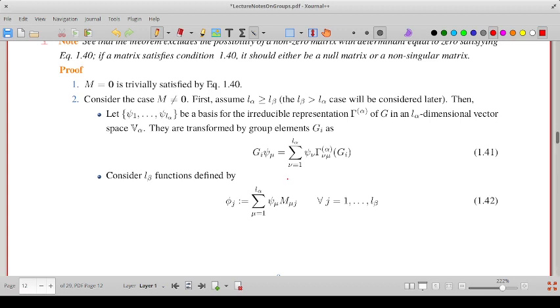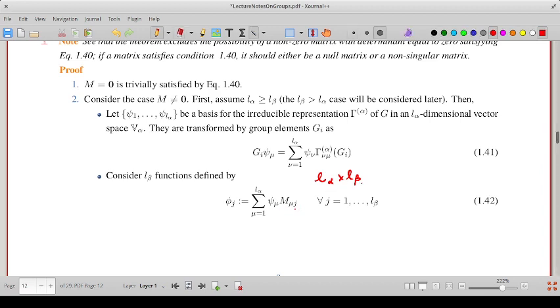Now we can consider a linear combination of these basis vectors psi 1, psi 2, etc. up to psi alpha in the following way. We consider psi mu times m mu j. So M is a matrix of order L alpha by L beta, and the linear combination defined this way will have one vector for each value of j.